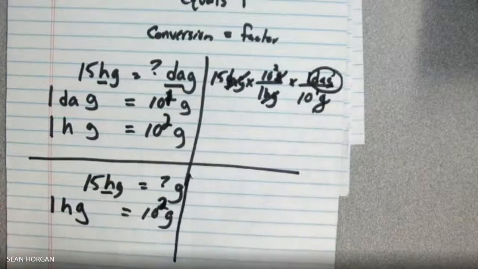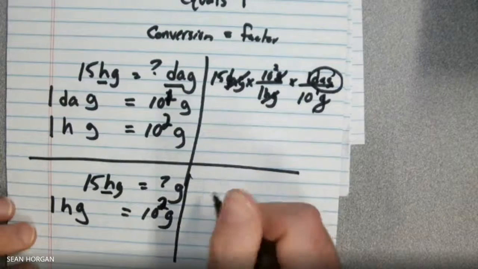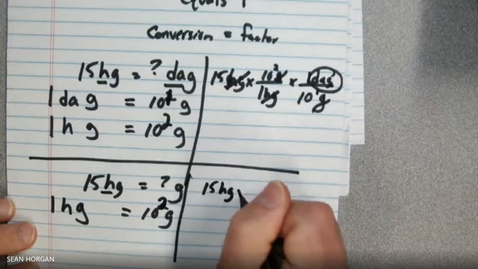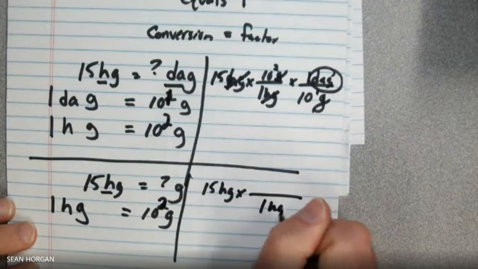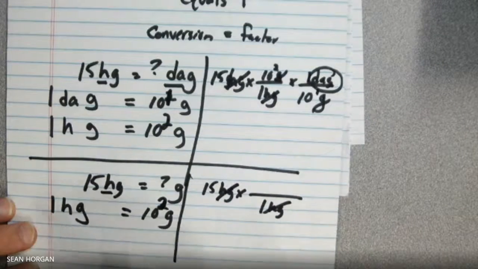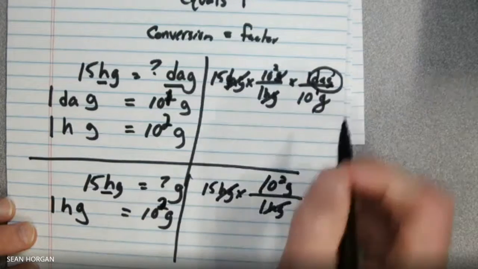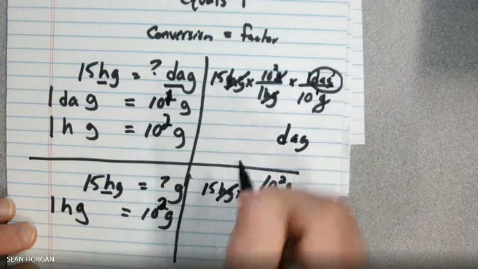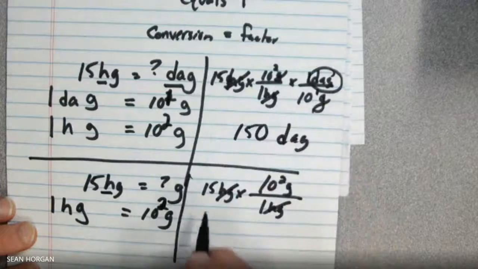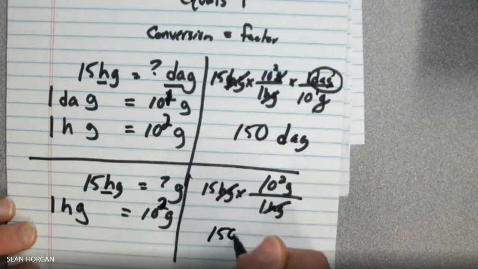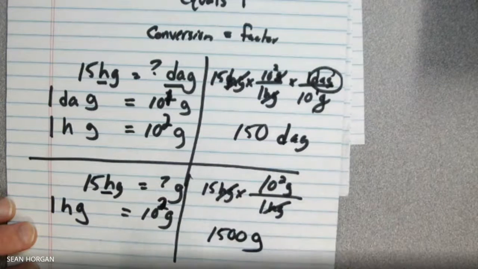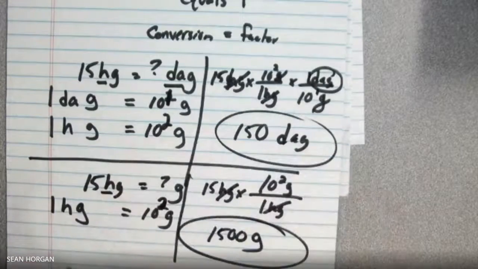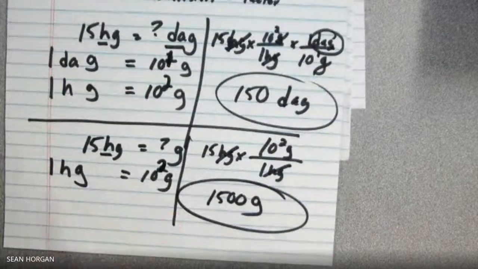Whereas the bottom one is a single step, because there's only 1 prefix. We start with 15 hectograms times 1 hectogram on the bottom, so they cancel, and whatever that's equal to goes on top, 10 grams. So now I'm in grams. This one would be in decagrams, and we'd end up with 150, and this one would be in grams, and we end up with 1500. So that's the difference between the two. We recognize the prefixes; that's what gives it away.